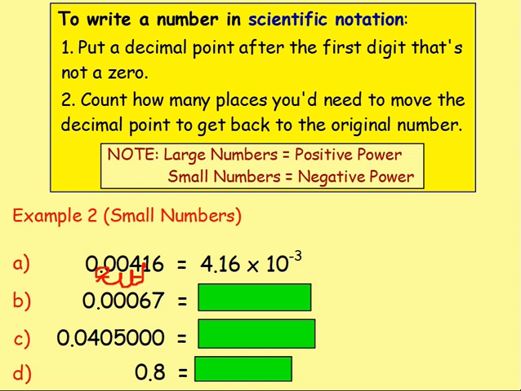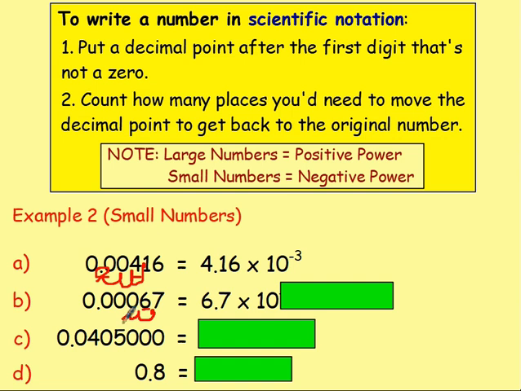Next one, 0.00067. So for this one, once again, the decimal goes after the first digit that's not a 0. And the first digit that's not a 0 is the 6. So we've got 6 point. After that, we've got a 7 after it, so we'd write that 7 and then put times 10 to the power of, and we work out what that index is going to be. If the decimal was in here after the 6, we would have to move the decimal back 1, 2, 3, 4 places to get to where it is just now. And because we moved it back the way, the index is negative 4. Good.